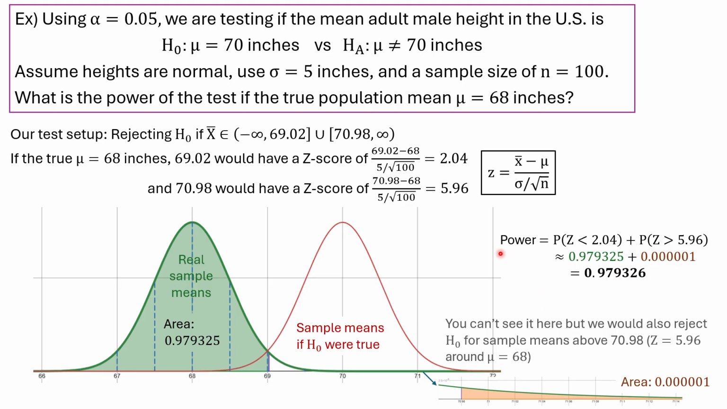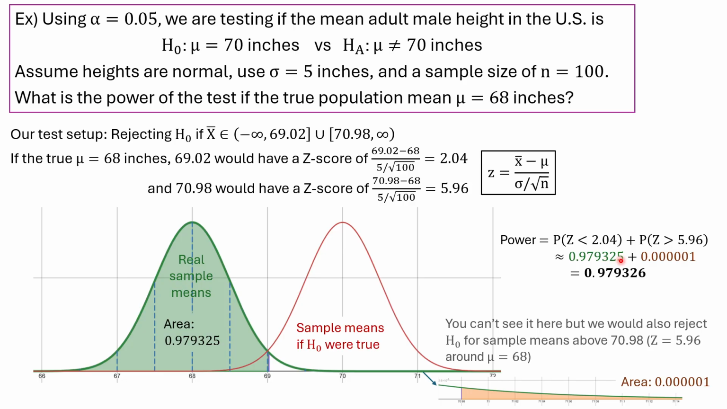Okay, so the power of this test is the probability of z-scores being less than 2.04, because if we get a z-score of less than 2.04 with a true mean of 68 inches, we would be rejecting the null hypothesis with this test. And we could also add the probability of z being larger than 5.96. That one's very small, but the probability of z being less than 2.04 is quite significant.